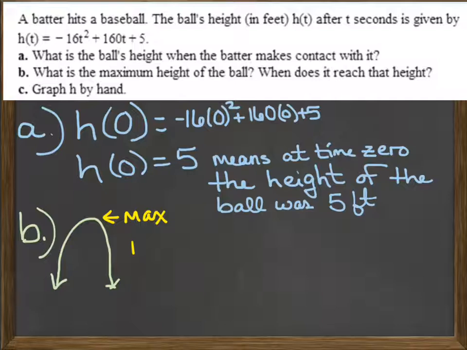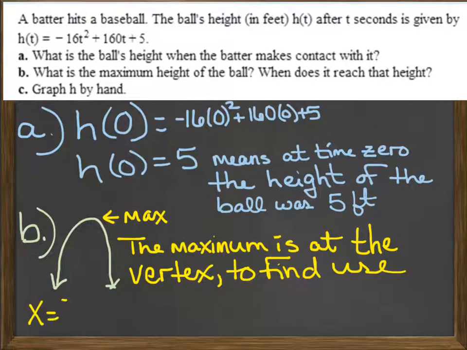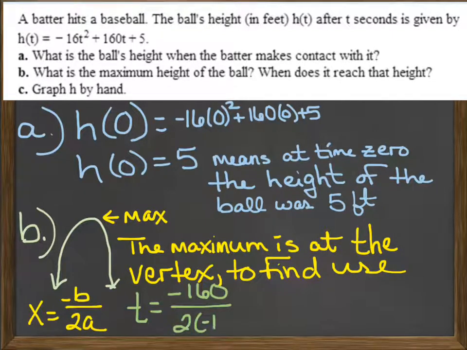To find the vertex, or at least the x-coordinate of the vertex, we can use the formula -b over 2a. So if I plug in 160 for b and -16 for a, that will give me negative 160 over 2 times -16. So that ends up being 5 seconds. So at 5 seconds, the ball is at its maximum height.